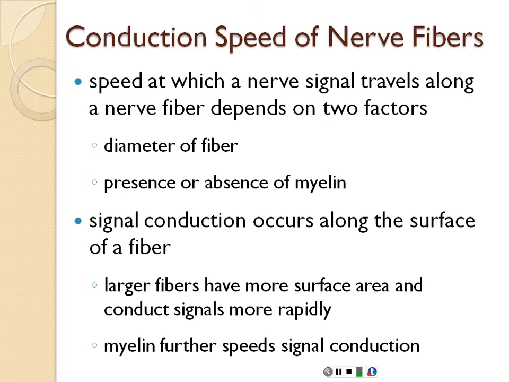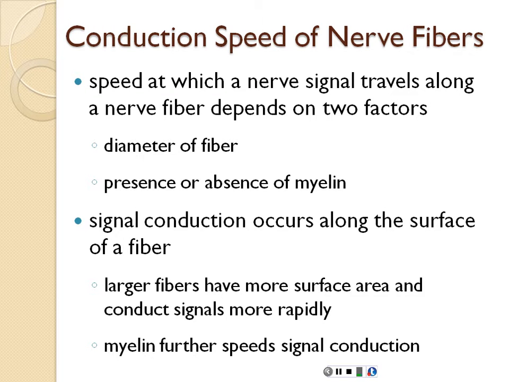Okay, so the speed of a signal traveling along the axon depends on the presence or absence of myelin, but it also depends on the diameter of the axon, the diameter of the nerve fiber. Okay, so the larger the diameter, the faster the signal. The smaller the diameter, the slower the signal. The presence of myelin increases the speed of the signal. Absence of myelin makes the signal travel slower.